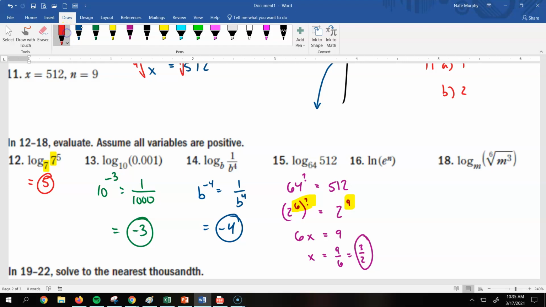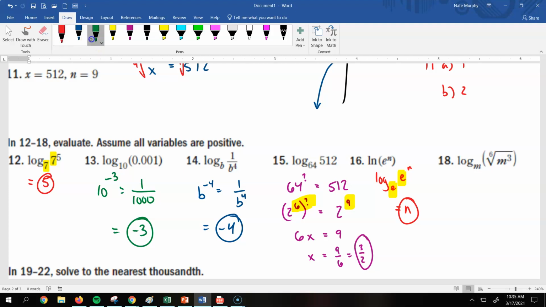All right, let's look at number 16. Number 16, remember natural log is the same as log base e. So that's important to remember, because if we have this base and this base being the same, your answer is the exponent. So our answer for number 16 would just be n.